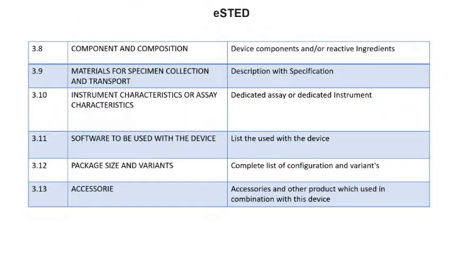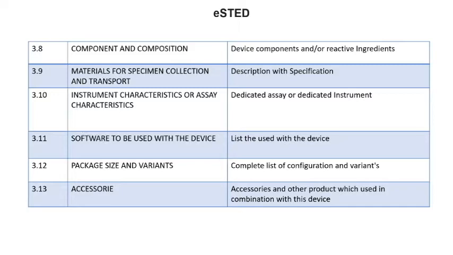Component and/or composition: description of the component and, where appropriate, the description of the reactive ingredient of the relevant component, such as the antibody, antigen, nucleic acid primer. Material for the specimen collection and transport: description of the material provided with the device or the description of the specification recommended for use.